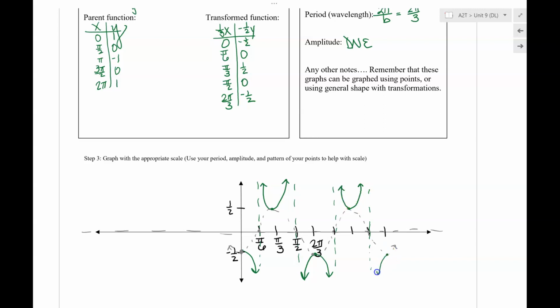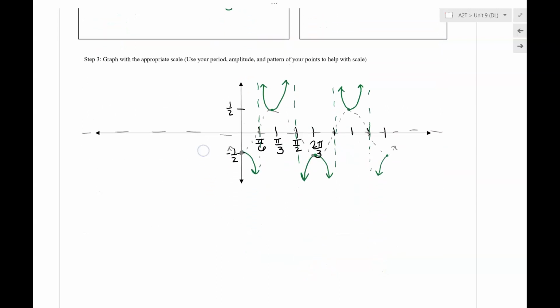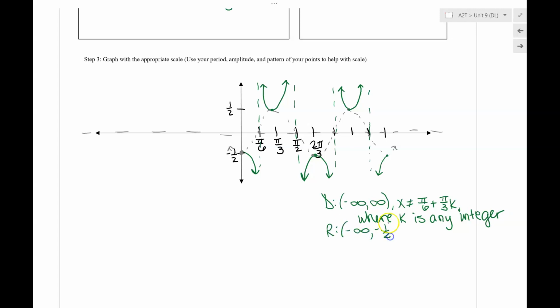All right, and then last but not least, our domain. So our domain is all real numbers, but it can't exist where the asymptotes are. So x cannot equal pi over 6 plus our period, which is 2 pi over 3. If we cut that in half, we get pi over 3 k, where k is any integer, because we have to define what k is. We can't just state it for fun. I mean, you can, but yeah, you need to define it. Okay, and then our range goes from -infinity to -1/2 inclusive because there is a coordinate there, union 1/2 inclusive to infinity.